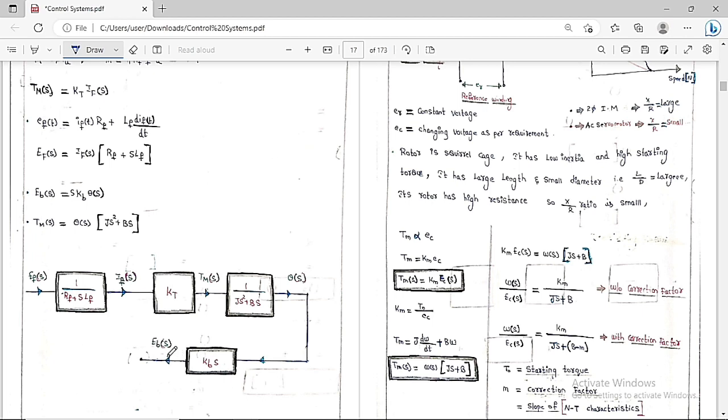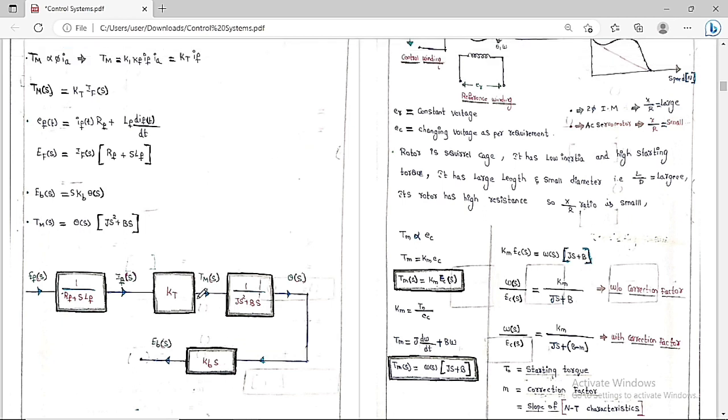And you know Eb of s. Basically you don't need Eb of s. Practically, if the input is Ef and the output is theta, you don't need any Eb, because in the circuit the input is Ef and the output is theta. So only these three are enough. You don't have to draw this one, but I have drawn it just for learning purposes.